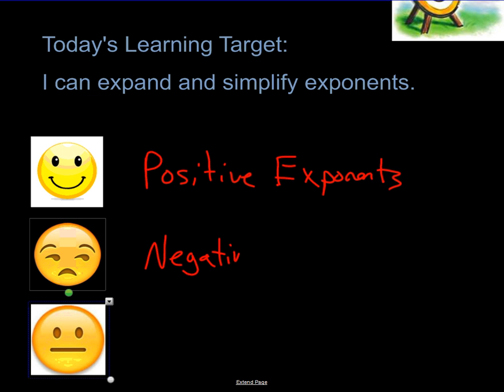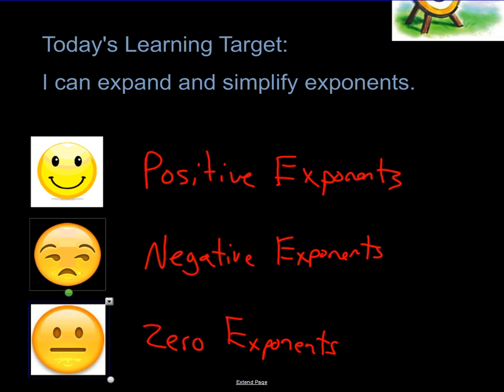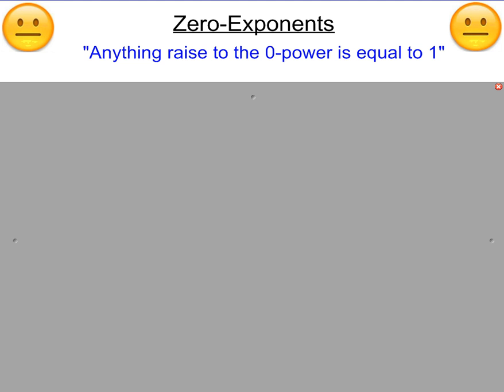Negative. And we're going to do zero exponents. So I've got my negative face and then my zero expression face. I don't know if you like that, but I sometimes overuse these emojis. But I think it's worth it, and it's fun. So exponents: positive, negative, and zero exponents. And we're going to continue to work on this goal of expanding and simplifying exponents, more focused on negative and zero exponents today.